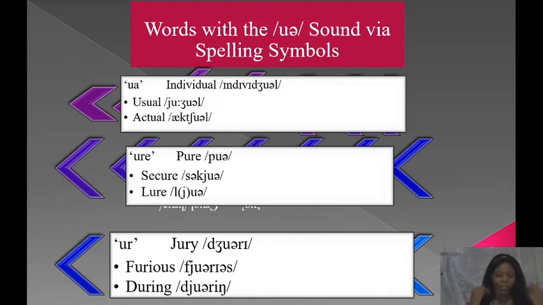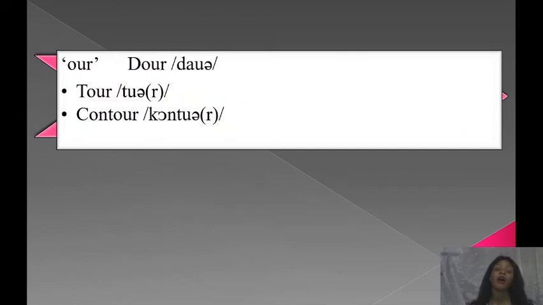If you can actually hear me properly, you discover that the U is not few, but fear. Furious. And the last word example we would be looking at under the spelling symbol UR is the word during. We often say during or during. No, it's during. Okay, let's go over to the spelling symbol O-U-R.